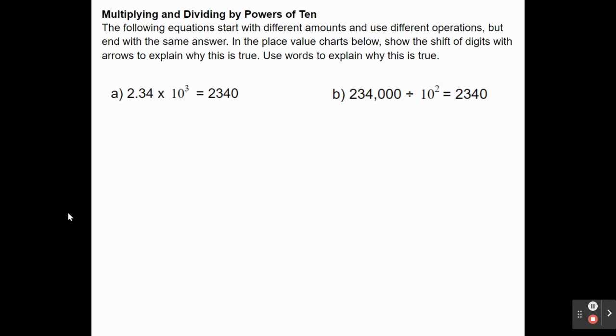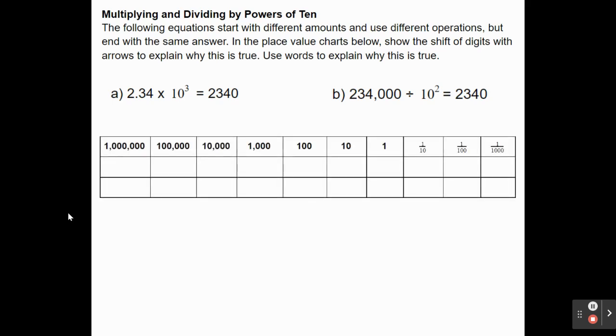We have 2 and 34 hundredths times 10 to the power of 3 equals 2,340. In our place value chart, let's start by placing 2 and 34 hundredths in the place value chart. The 2 is in the ones place, the 3 in the tenths, and the 4 in the hundredths. We are multiplying, which means our digits are going to shift to the left to make our number bigger.